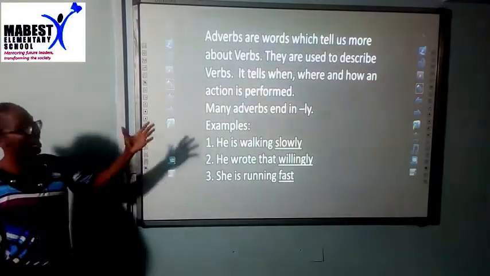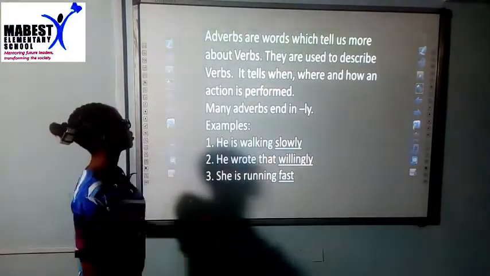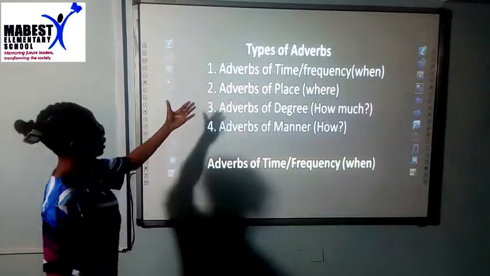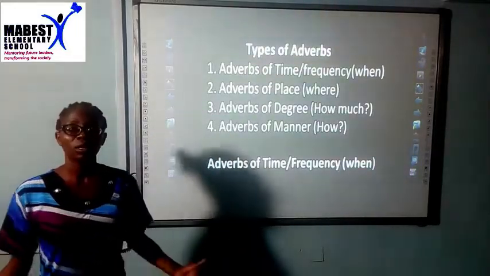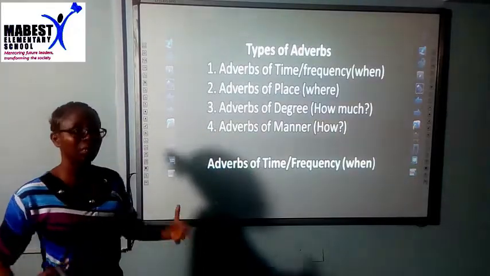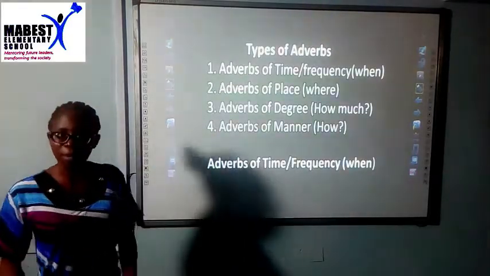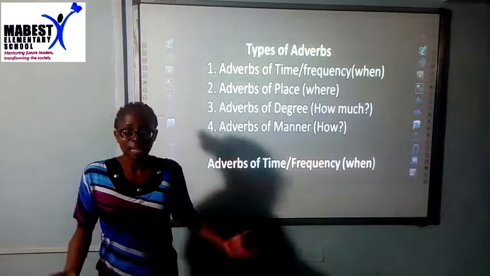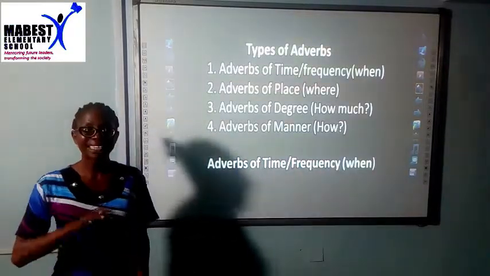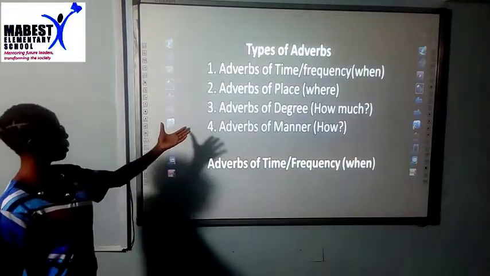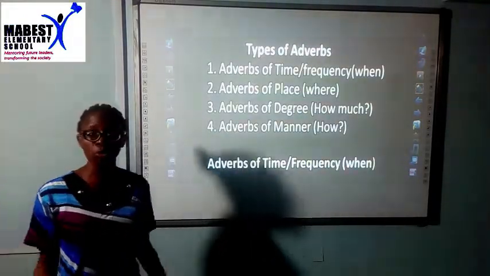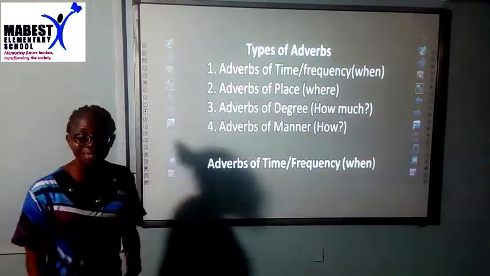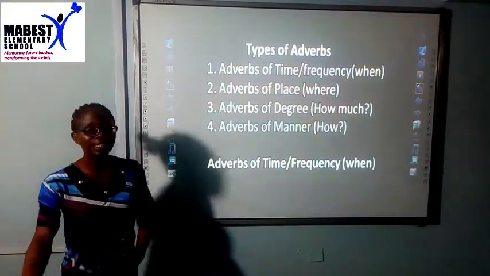And I told you that we have types of adverbs. The first one is adverb of time. I told you that adverbs of time make us know the time in which the particular action is being performed. The next one is adverbs of place, which tell us where an action is being performed. We also talked about adverbs of degree, which make us know the degree or the importance of an action in a sentence.